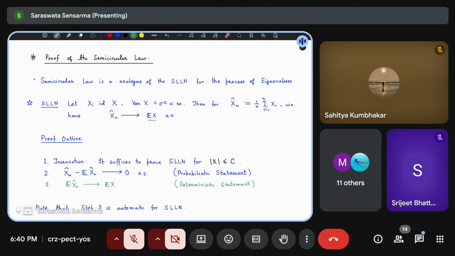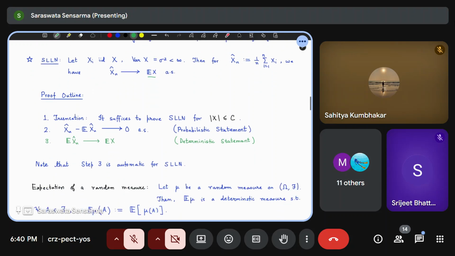And there is also a third statement, which we don't really prove in the strong law, because it's obvious that the expectations converge to the mean. I mean, the expectations are equal to the mean, so there's nothing to prove here. But there will be something to prove in the case of the semicircle law. Okay.